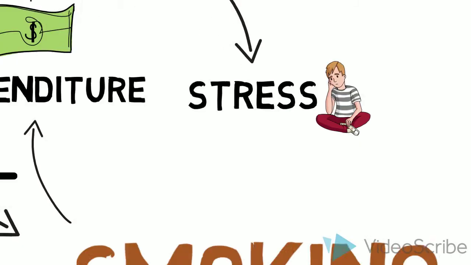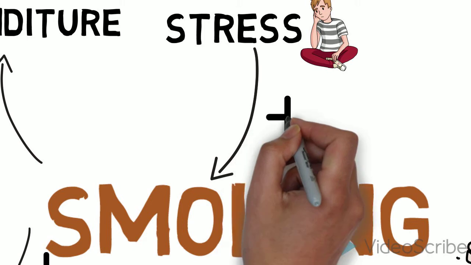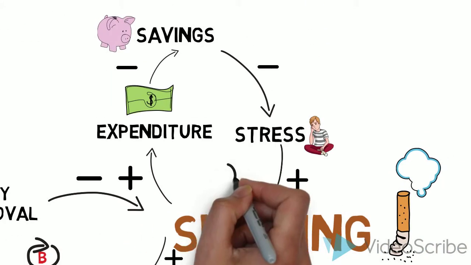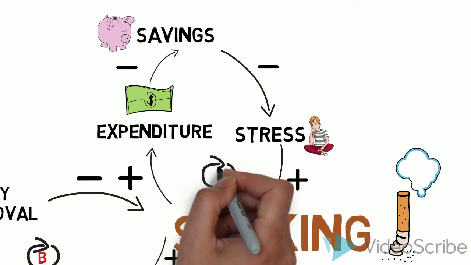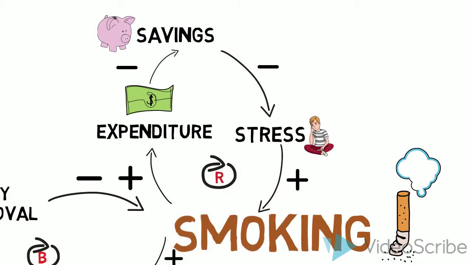In order to escape from stress, smokers will turn to cigarettes due to the release of opioids by brain structures that are stimulated by cigarettes. This is an example of a reinforcing loop showing continuous growth. Smoking will constantly be reinforced in this loop.